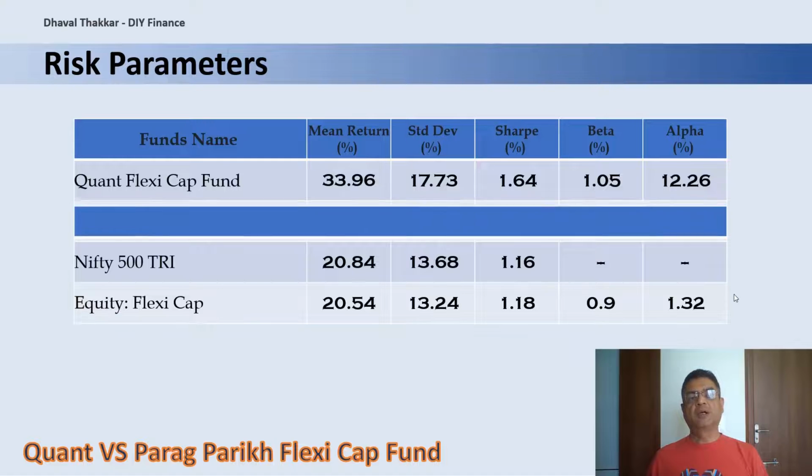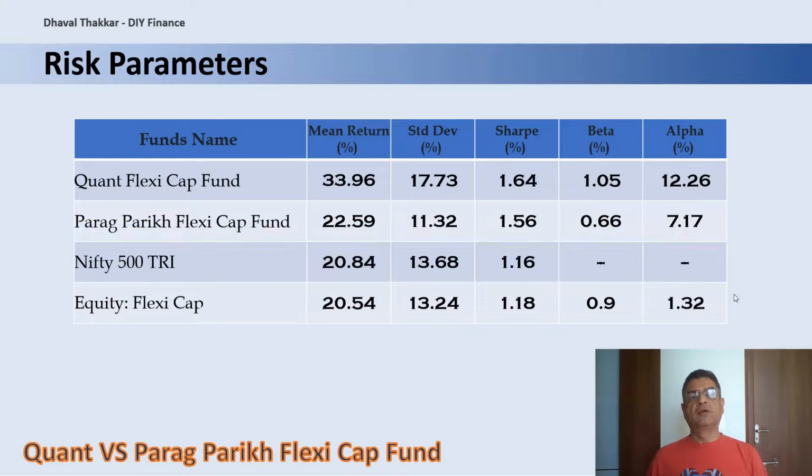Now let's see Parag Parikh Flexi Cap Fund. Here, all the risk parameters are better than the index and the category. But when we compare it with Quant, Quant is having better returns with more volatility. So now let's see what investors should do.